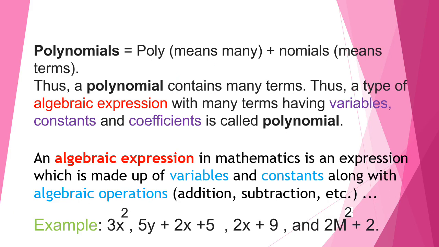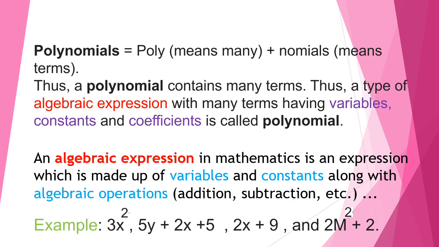Let's see what polynomials are. Polynomial is equal to poly plus nomial. It means many terms. Thus a polynomial contains many terms. A type of algebraic expression with many terms having variables, constants and coefficients is called a polynomial.